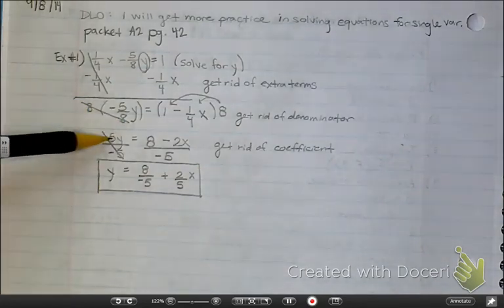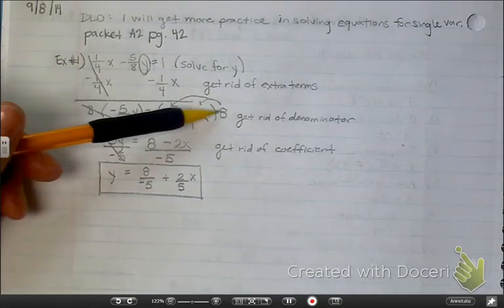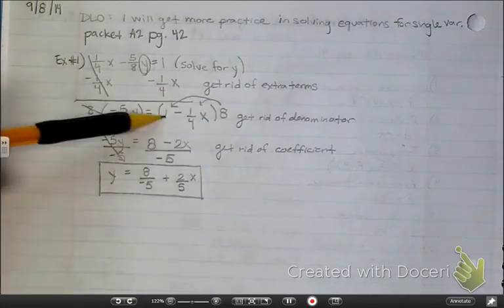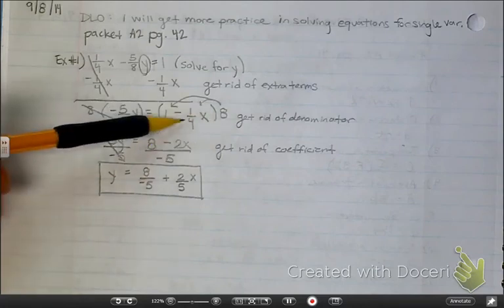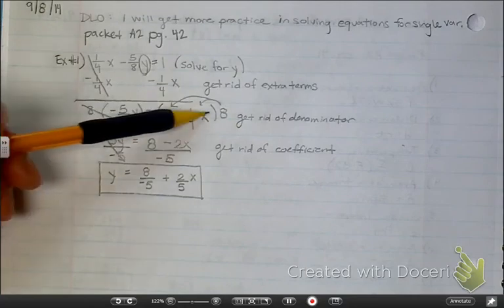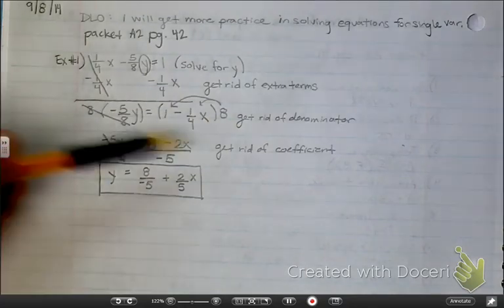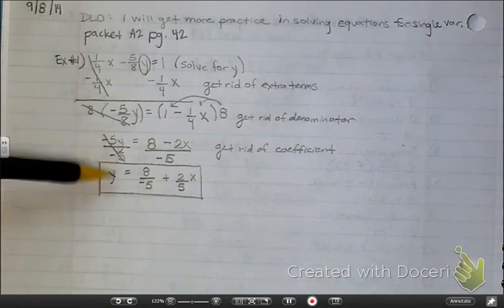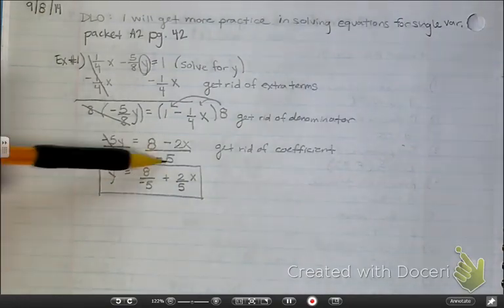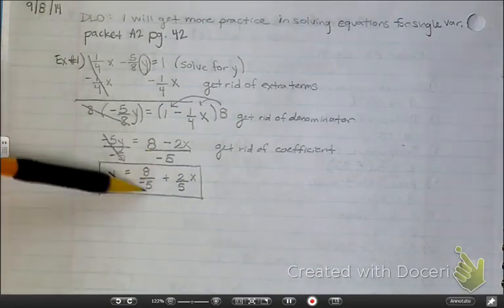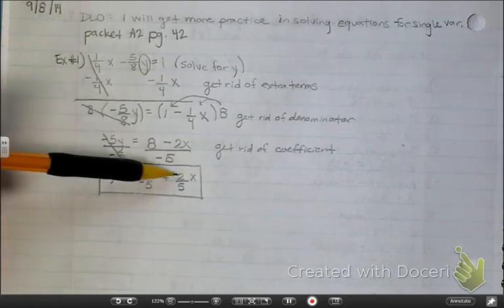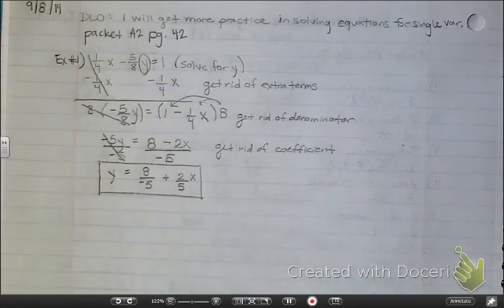We got negative 5y. And then over here I distributed the 8 to both of these terms because there were two terms. So 8 times 1 was 8, and 8 divided by 4 was negative 2x, because we have the negative here and we have the x attached to that term. Then we wanted to get rid of the coefficient, so we divided by negative 5. So we have y all by itself on this side. 8 divided by negative 5 was the same thing, 8 divided by negative 5. And negative 2x divided by negative 5 was positive 2x over 5, or 2/5 x.